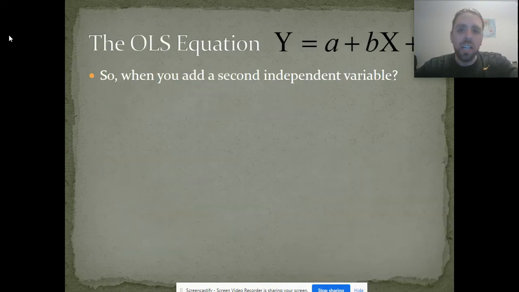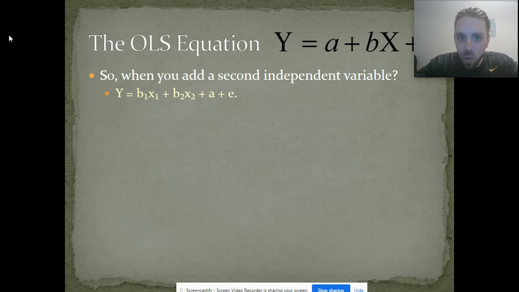The OLS equation, when you add a second independent variable, we're simply going to be using x1 and x2 to identify which variable responds to what. So this would be a multivariate equation with two predictors: Y equals b1 x1 plus b2 x2 plus a plus e. If you estimate the effect of two independent variables, you now have two slope coefficients. You have two b's to interpret. Hence the pairing of b1 x1 and b2 x2.